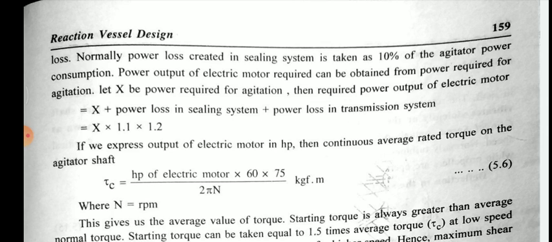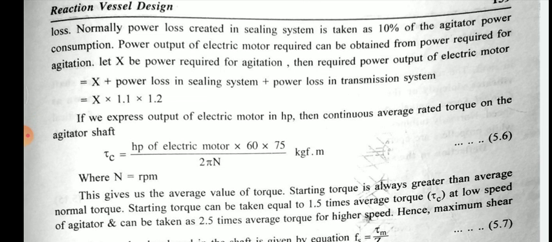The power output of the electric motor required can be obtained from the power required for the agitation. Let X be the power required for the agitation. Then the power output of the electric motor will be X plus power loss in the sealing system plus power loss in the transmission system. 1.1 and 1.2 are constants, so we have to remember these.